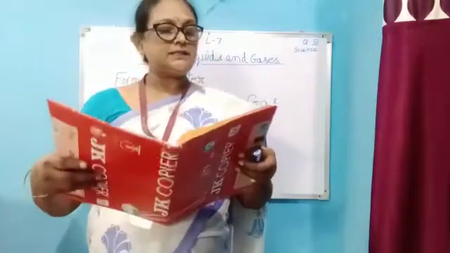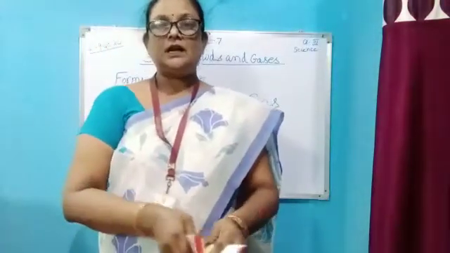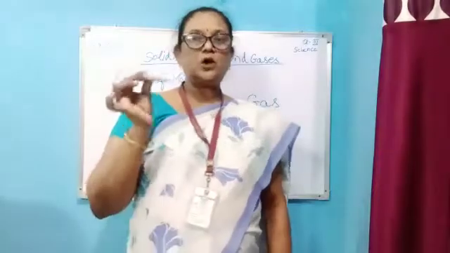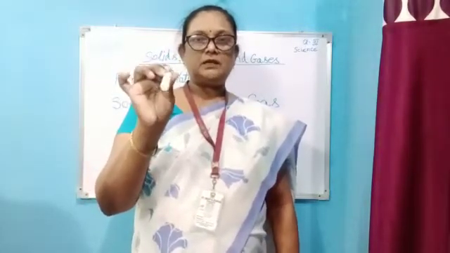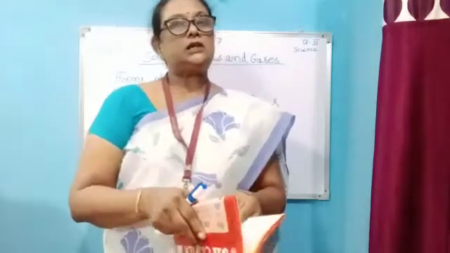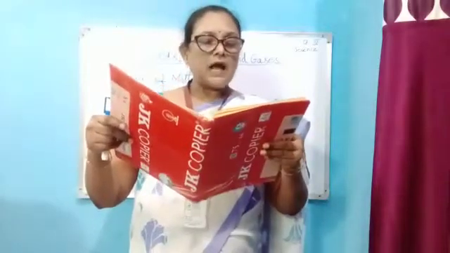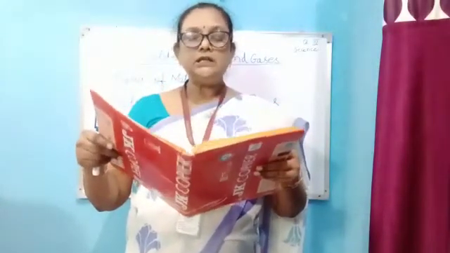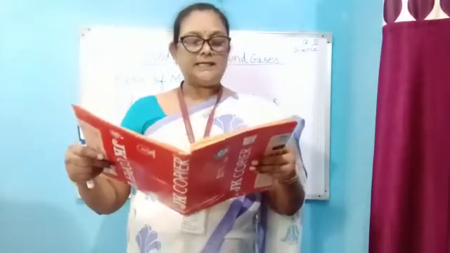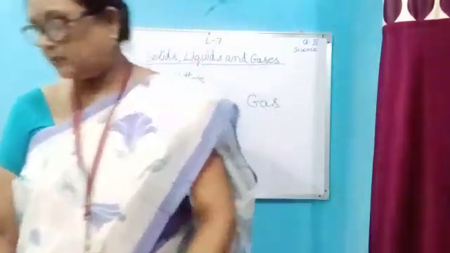Liquids. Let us read. A liquid does not have a fixed shape. I told you liquids do not have a fixed shape. Solids have a fixed shape. We cannot change the shape of the solid, but liquids do not have a fixed shape. It takes up the shape of the container in which it is filled. When poured, it takes the shape of the new container. With an example, I will explain to you.